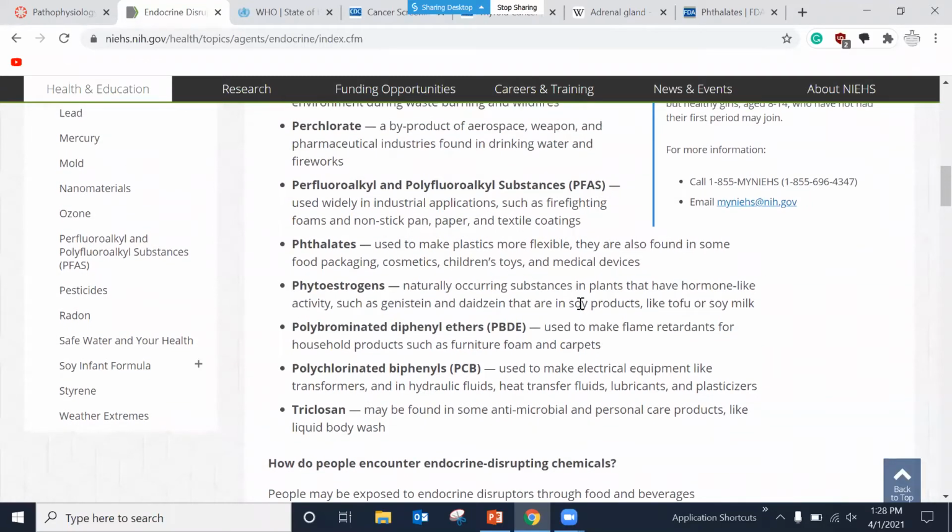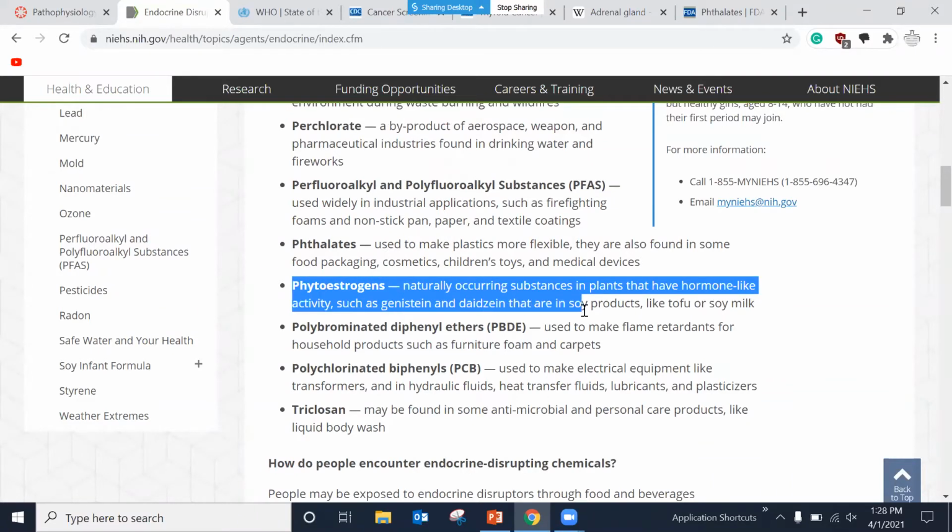Phytoestrogens have hormone-like activity, and this is the reason I don't eat or drink anything with soy in it. Soy products are kind of notorious for disrupting your endocrine system.